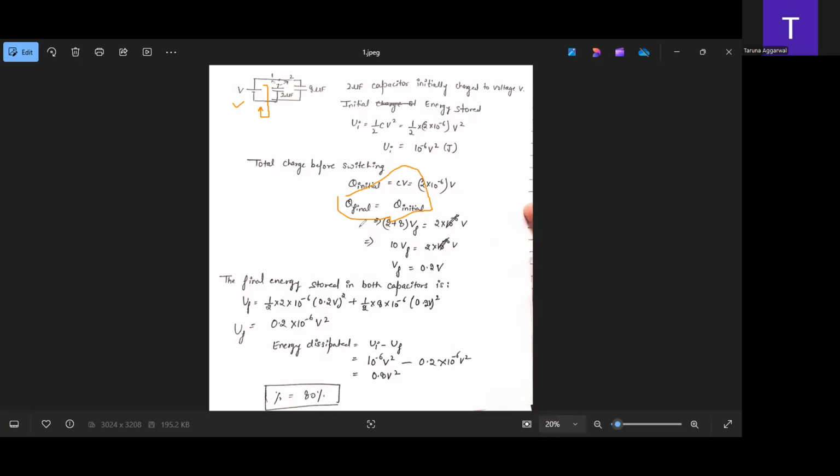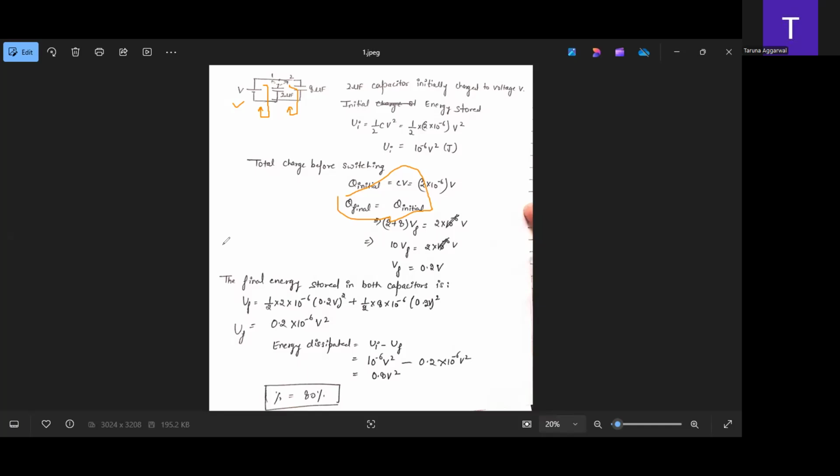Now, what is the final charge? Now, the circuit is in this position. When the switch is moved to the second position, then the circuit is this. Okay. So, this is the circuit. So, now these two capacitors are in parallel, so 2 plus 8, 10 VF. The final voltage is VF. So, this 10 VF is equal to 2 into 10 to the power 2 V, right? So, VF is equal to 0.2 V.